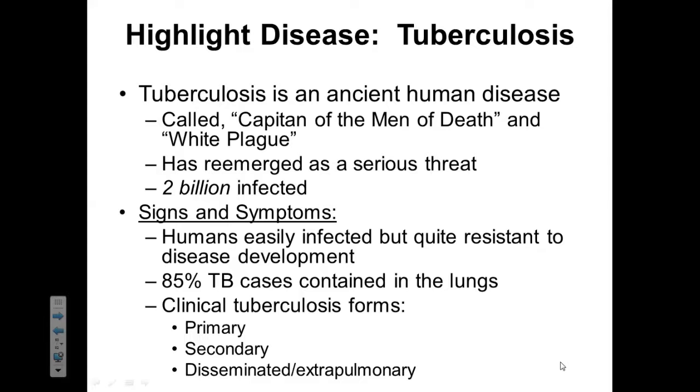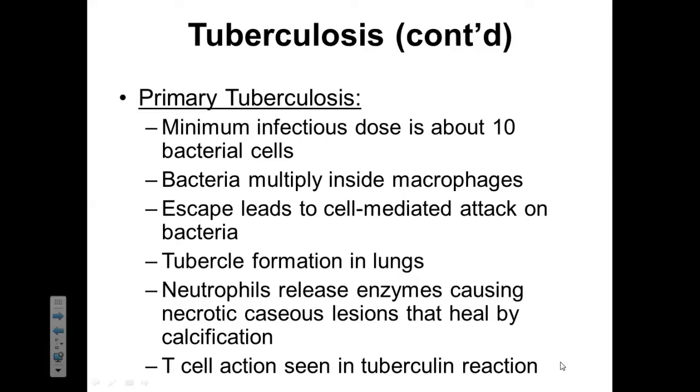Tuberculosis can manifest itself in a clinical setting as 3 different forms. We have primary, secondary, and extrapulmonary, or disseminated, leaving the lungs, so to speak. If we look at that primary or initial stage of tuberculosis infection, the minimum infectious dose of tuberculosis is about 10 bacterial cells. And that's effectively nothing. I mean, that's a droplet within the air, an aerosol droplet.